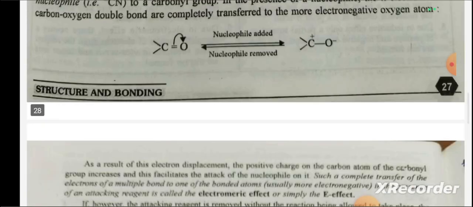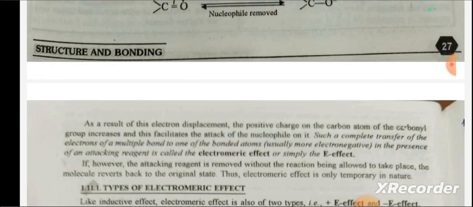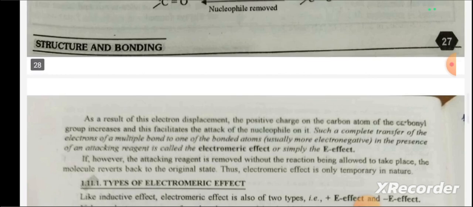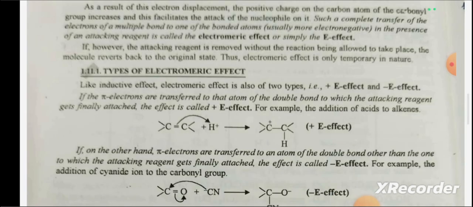As a result of this reaction, the positive charge on the carbon atom of the carbonyl group increases, facilitating the attack of the nucleophile on it. Such a complete transfer of electrons of a multiple bond to the bonded atom in the presence of an attacking reagent is called electromeric effect, or simply the E effect. Types of electromeric effects.